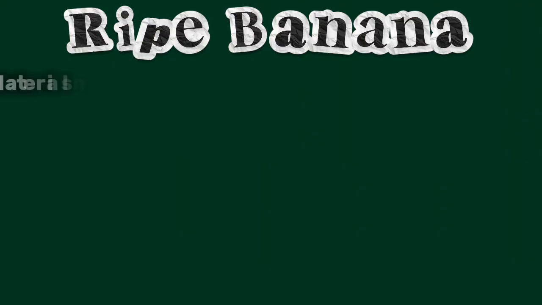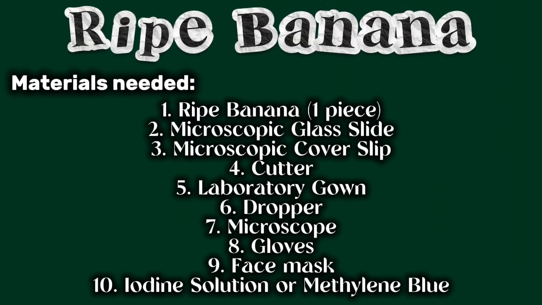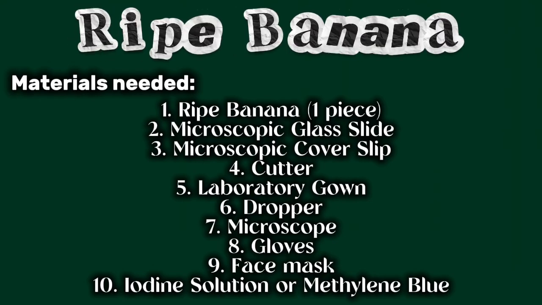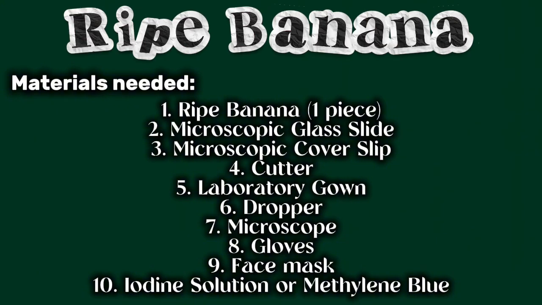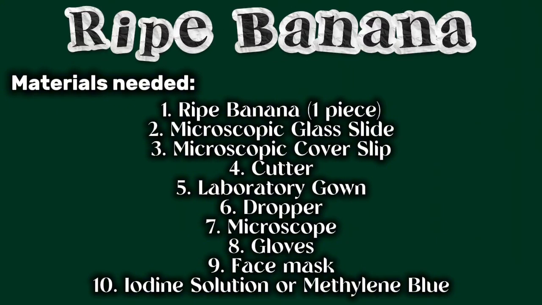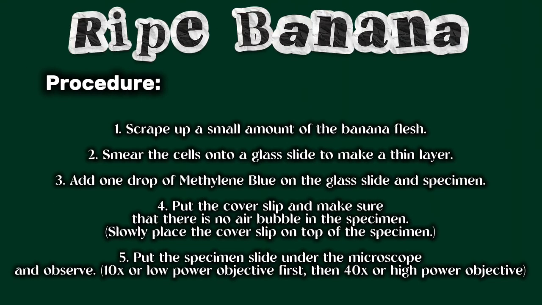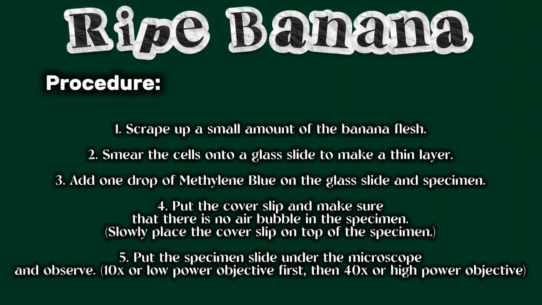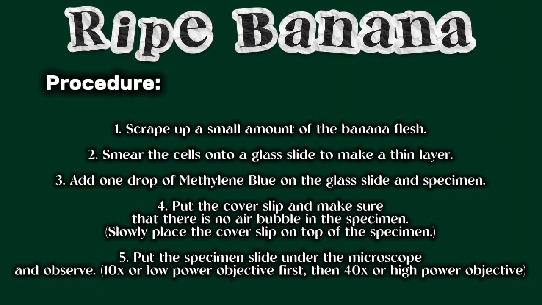Ripe banana. The materials needed for this experiment include 1 piece ripe banana, microscopic glass slide, microscopic cover slip, cutter, laboratory gown, dropper, microscope, gloves, face mask, and iodine solution or methylene blue. For the procedure, scrape up a small amount of the banana flesh. Smear the cells onto a glass slide to make a thin layer.